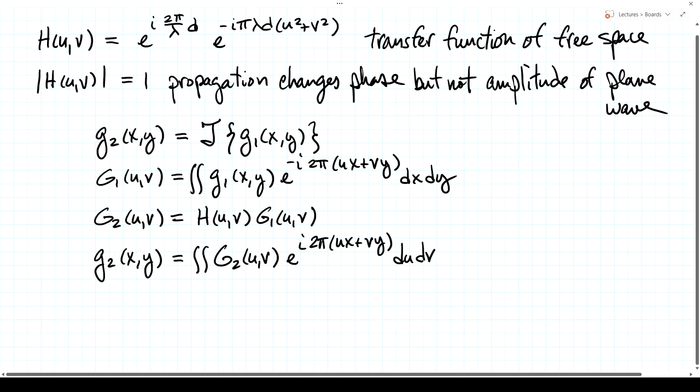By the way, to go in the opposite direction, if we knew g2 of x and y, we could go and perform what we might call inverse diffraction.